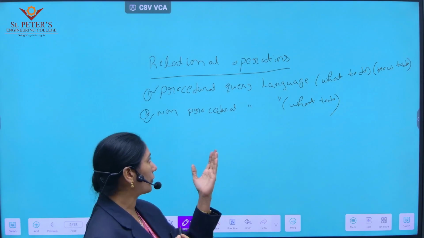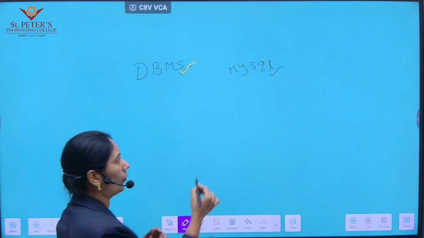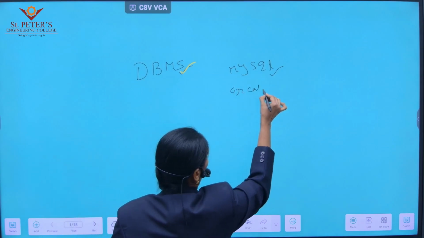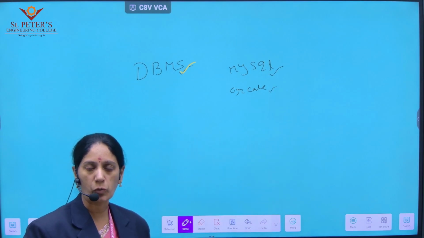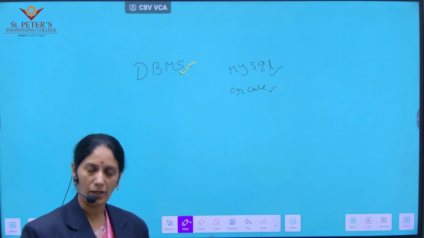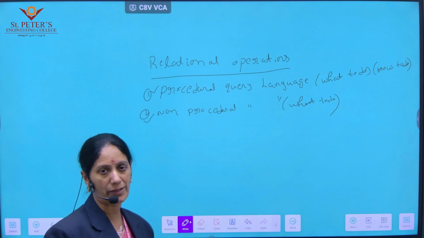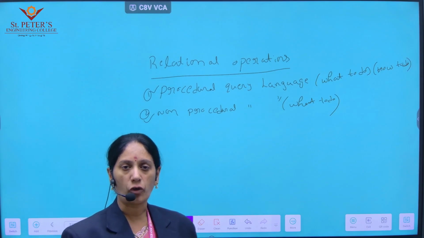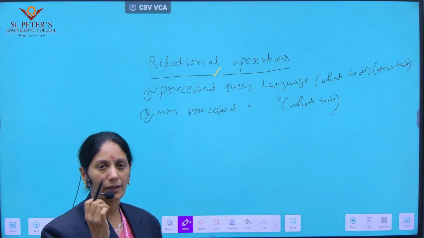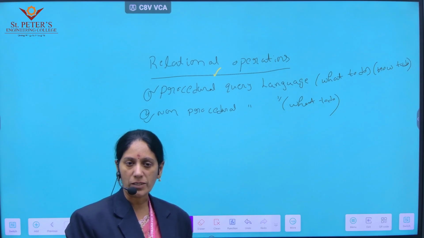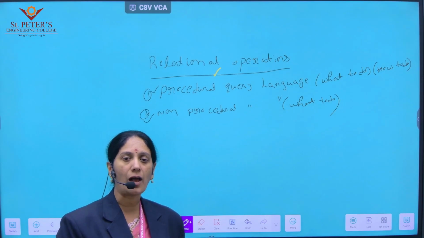What are the different types of software tools? MySQL, Oracle, MongoDB. These are the different tools that can be used for creating the database. After that, today I am going to discuss one topic. That topic is called the relational operations concept. Before going to relational operations, relational algebra.